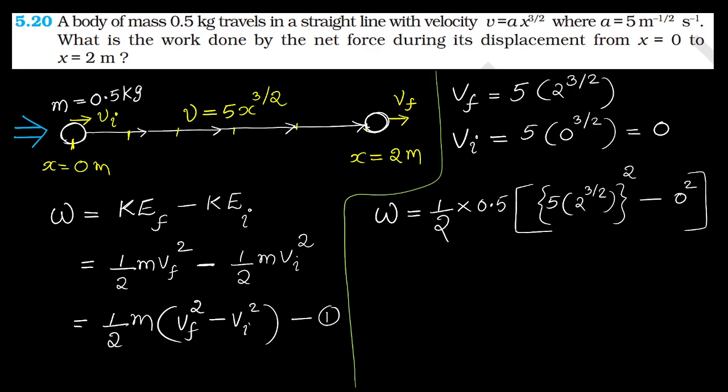Okay. Let me complete it. After that you can ask me doubts. So half into 0.5 into, squaring, 5 square will be 25. Can I square? 5 square will be 25.